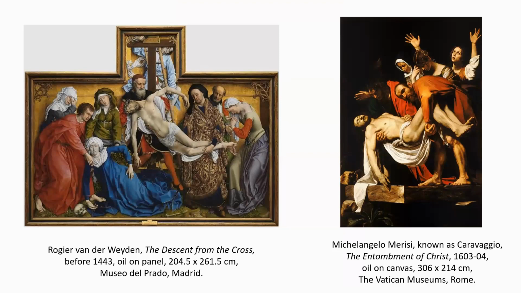Both of these paintings are, I think, two of the most extraordinary paintings ever produced. So on the left, Roger van der Weyden's Descent from the Cross, and on the right, Michelangelo's Entombment. I mean, I chose the Descent. I just think it's one of those extraordinary paintings.